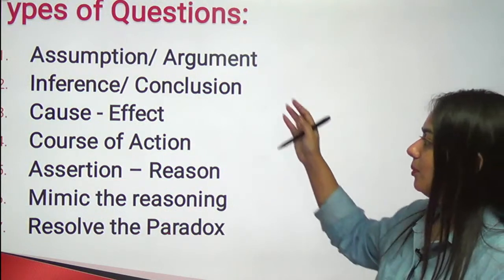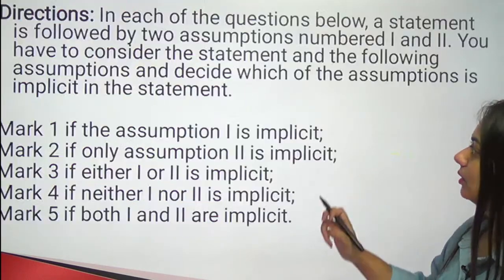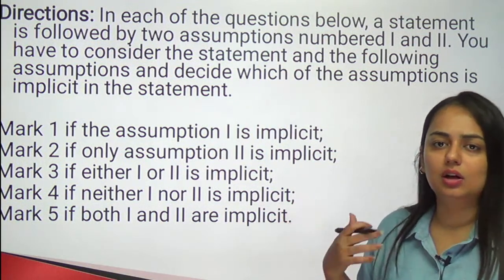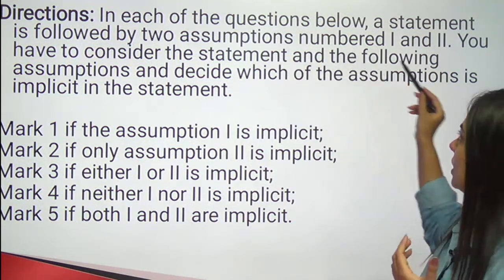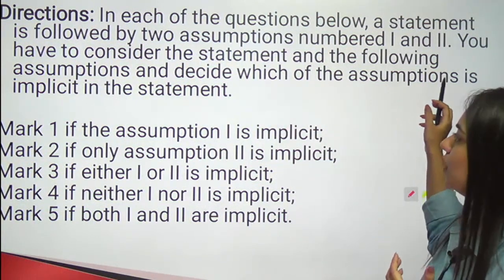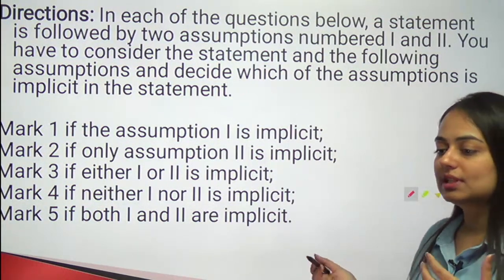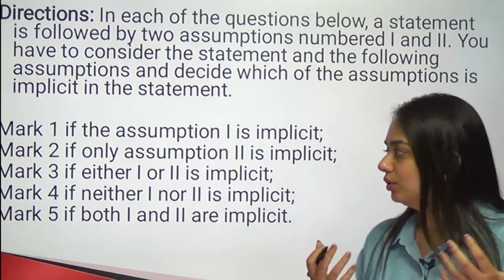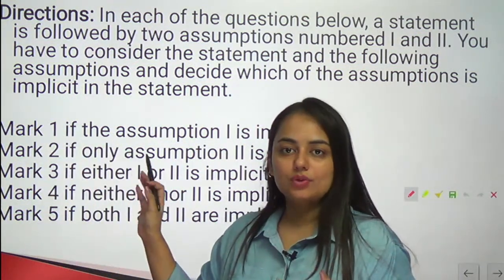So I will be covering only 3 to 4 types of questions today. The rest we will do in the second part of verbal reasoning. Alright, so this is how the direction of the question will always be in a verbal reasoning question. So in each of the questions below, a statement is followed by two assumptions numbered 1 and 2. So you have to consider the statement and the following assumptions and decide which of the assumptions is implicit in the statement. Implicit means hidden. Assumptions are anyways hidden, implied or implicit. Don't get confused by the word. So these are the 5 codes or 5 answers that you have to select from.